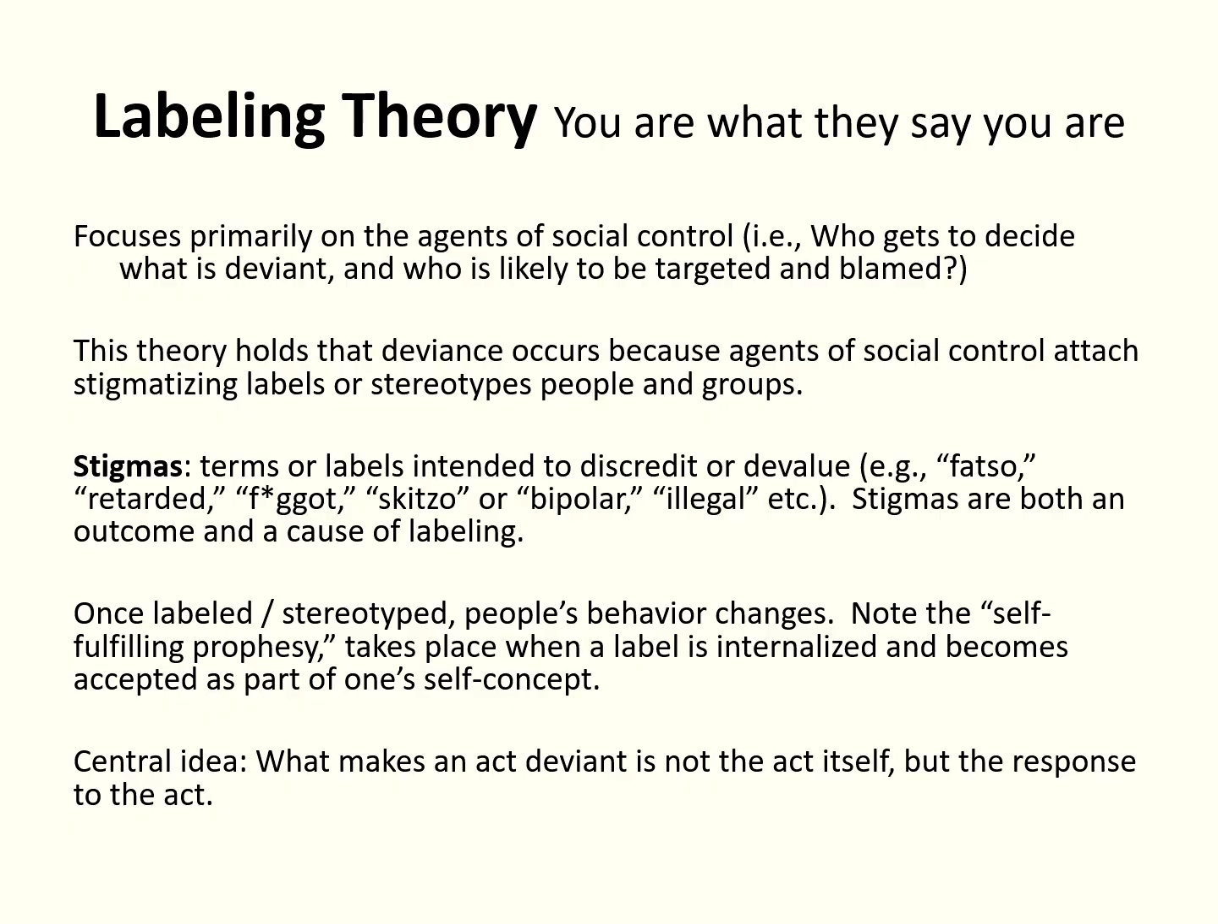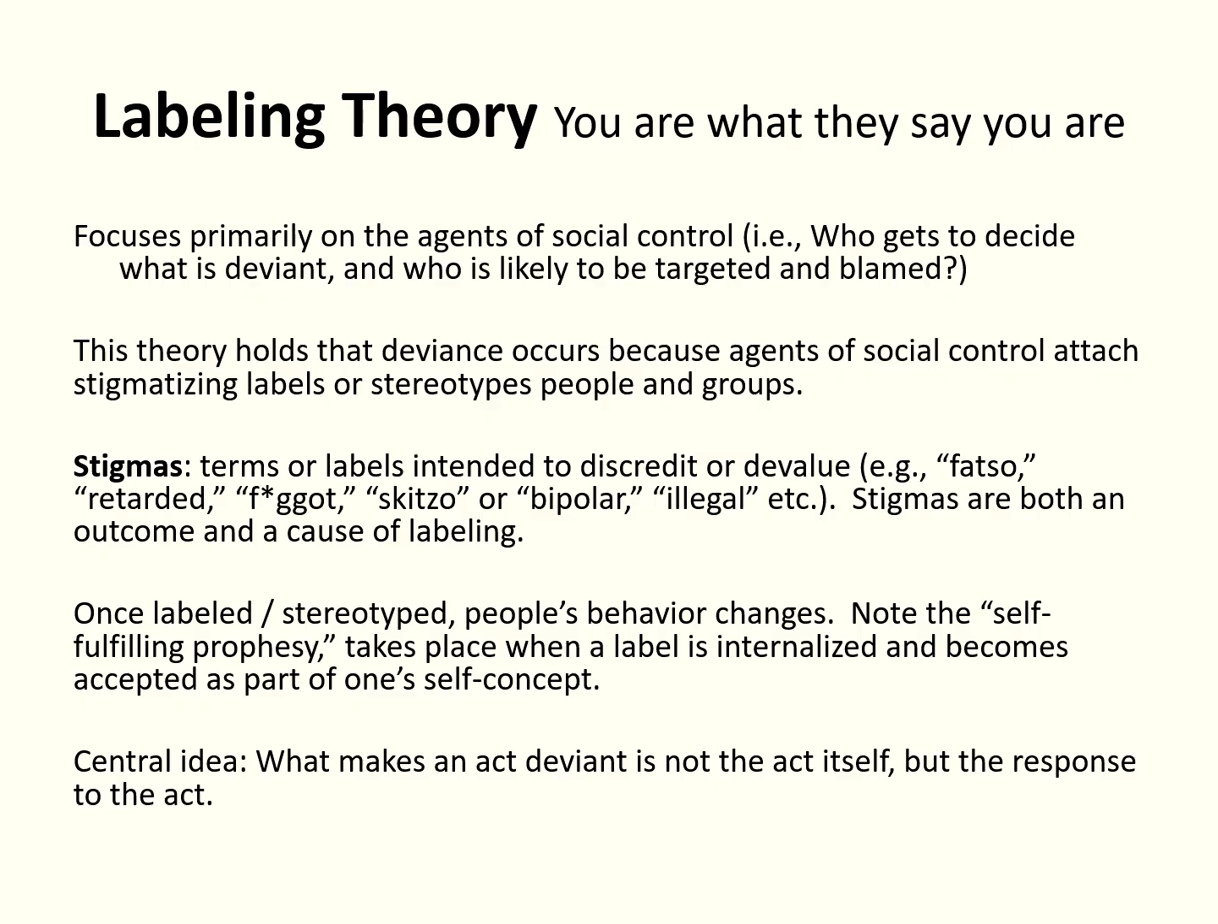So labeling theory, again, the emphasis is on agents of social control: police officers, teachers, parents, therapists. What are they likely to single out as being deviant? Two individuals can do the exact same things, behave in the same manner, but one, maybe they've got a bunch of tattoos on their face or their neck or their hands. Maybe they are a convicted felon.